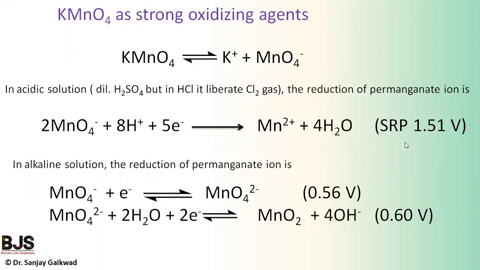The standard reduction potential is 1.51 for the KMnO4. Now in alkaline medium, the MnO4⁻ first gets converted into MnO4²⁻, and for this purpose we require 0.56 volt as a reduction potential. And from MnO4²⁻ plus 2 H2O plus 2 electrons gives MnO2.